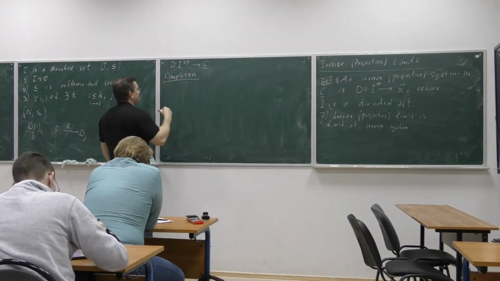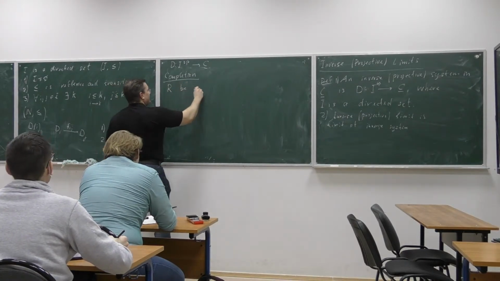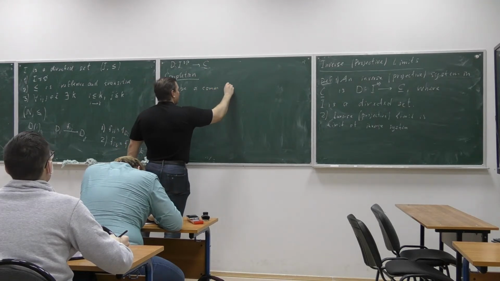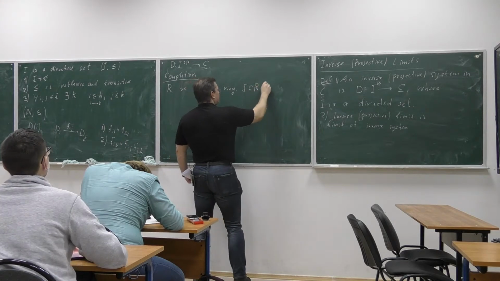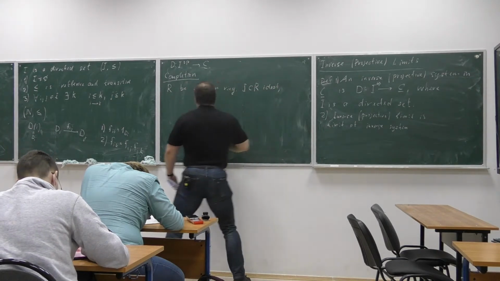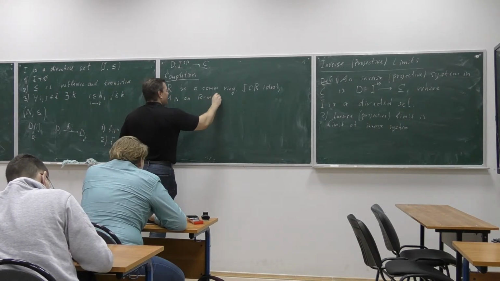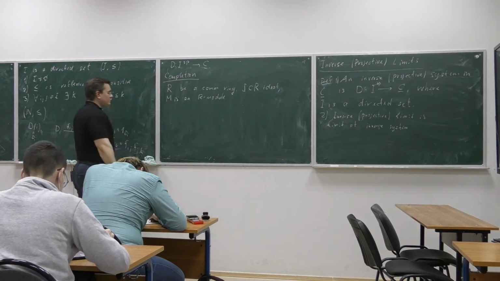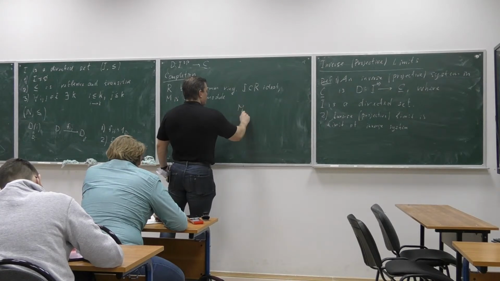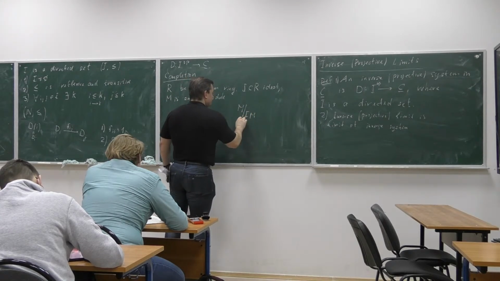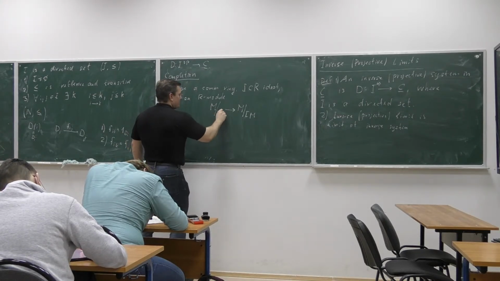Okay, an example is the completion. So let R be a commutative ring. Take an ideal and a module. And I can do the following. I can start with the quotient of M modulo IM. Then there is a projection from M modulo I squared M.